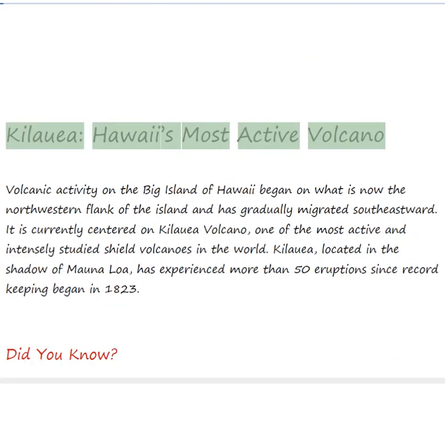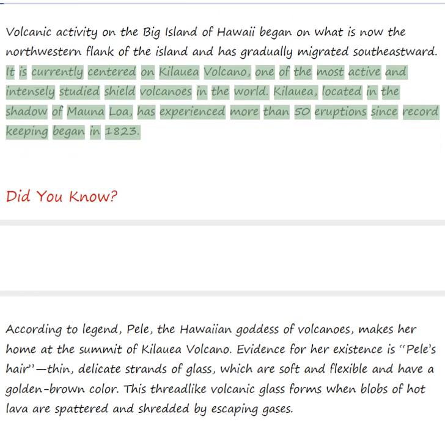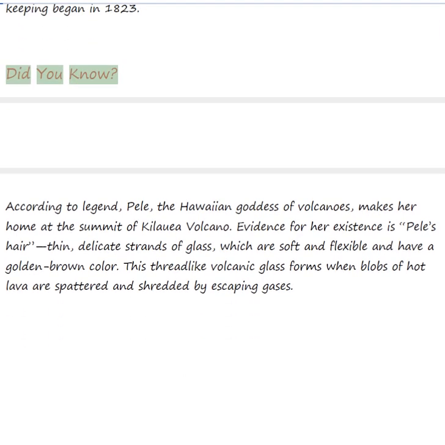Kilauea, Hawaii's most active volcano. Volcanic activity on the Big Island of Hawaii began on what is now the northwestern flank of the island and has gradually migrated southeastward. It is currently centered on Kilauea Volcano, one of the most active and intensely studied shield volcanoes in the world. Kilauea, located in the shadow of Mauna Loa, has experienced more than 50 eruptions since record-keeping began in 1823.